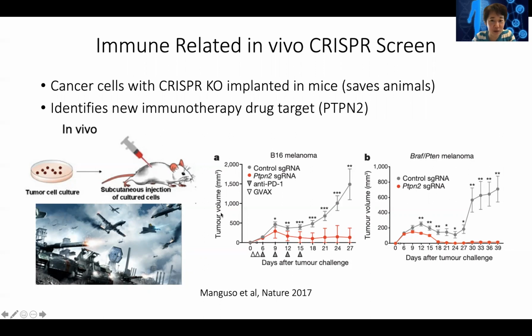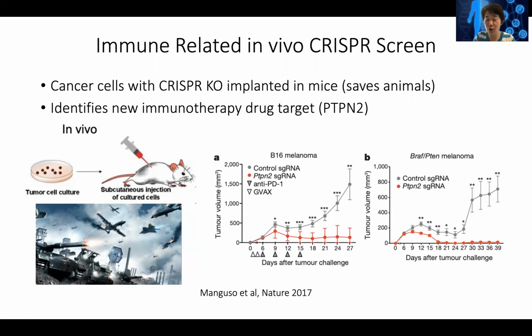Tumor growth under the immune system. Using the CRISPR screen, this is work done by Nick Hanning's group. They found this drug target, PTPN2, a phosphatase, and they can validate it in different models. Normally the tumor will grow at this speed, but if you knock out PTPN2, the tumor is growing much slower, right? So that is a good example.